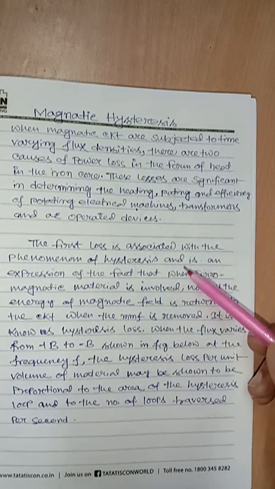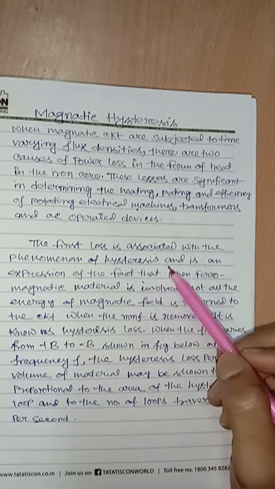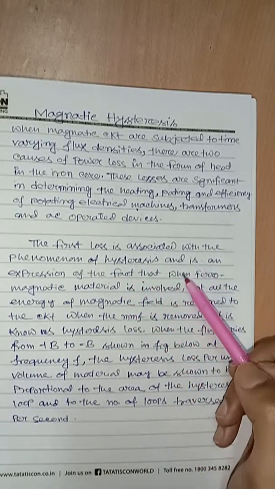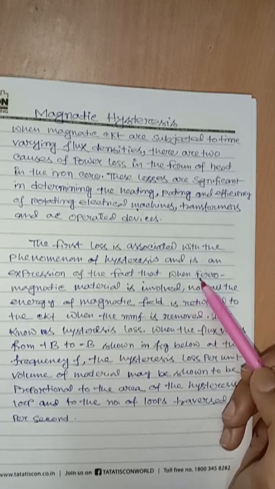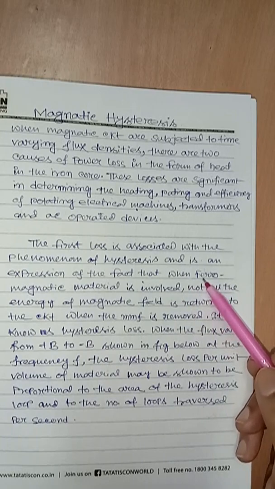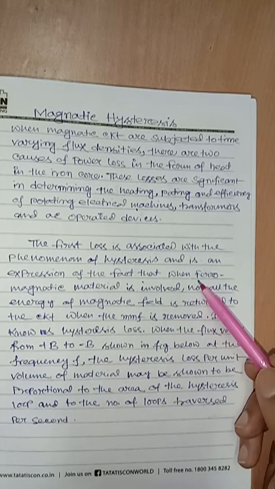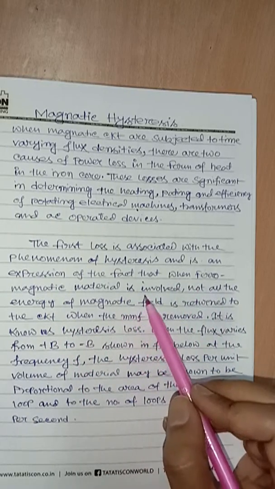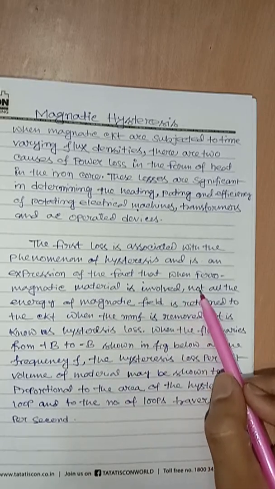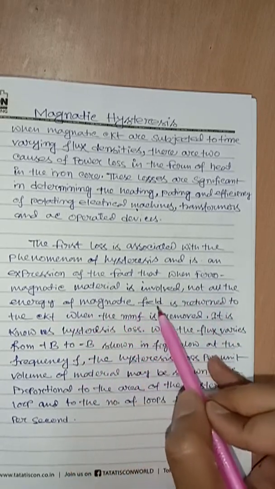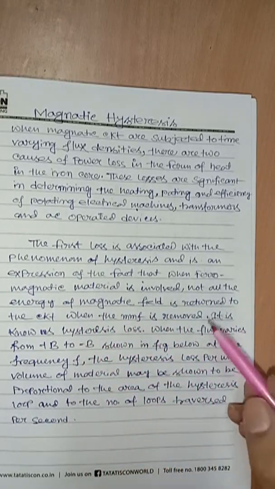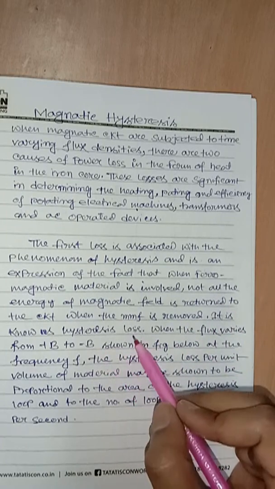The first loss is associated with the phenomenon of hysteresis, and it is an expression of the fact that when ferromagnetic materials, meaning those materials which are strongly attracted by a magnet, like iron, cobalt, nickel, are involved, not all the energy of the magnetic field is returned to the circuit when the MMF is removed. This phenomenon is known as hysteresis loss.